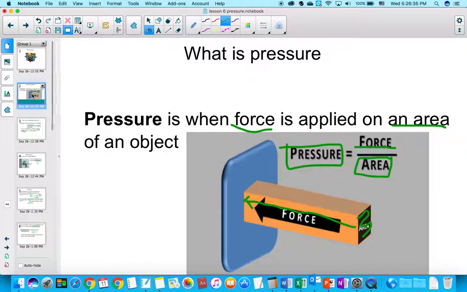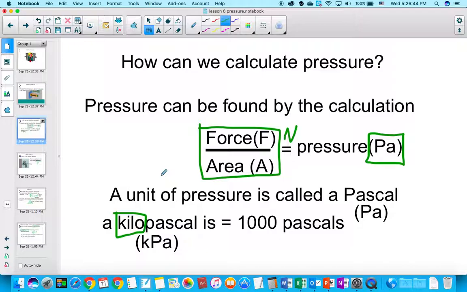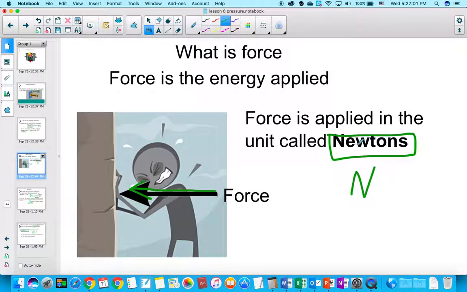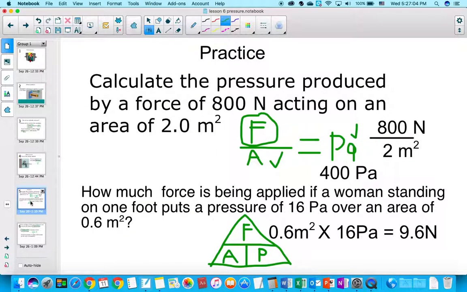So for this lesson, you need to know what pressure is. Pressure is force over area, force applied over an area. You need to know the units of pressure and its calculation. Force is measured in newtons. Area is usually meters. And pressure is pascals. You also need to know kilopascals is 1,000 pascals. Right? This triangle will absolutely help you. Please know it. Right? Force over area gives you pressure. Force over pressure gives you area. Area times pressure gives you force.